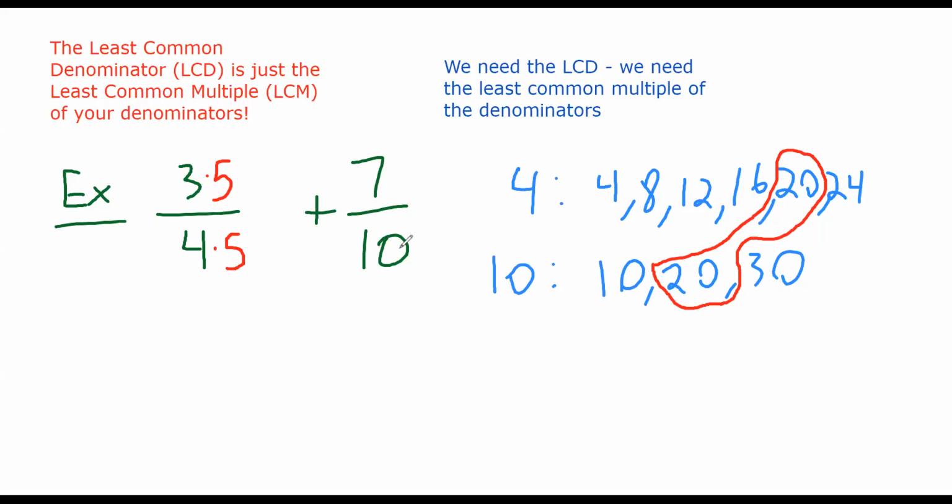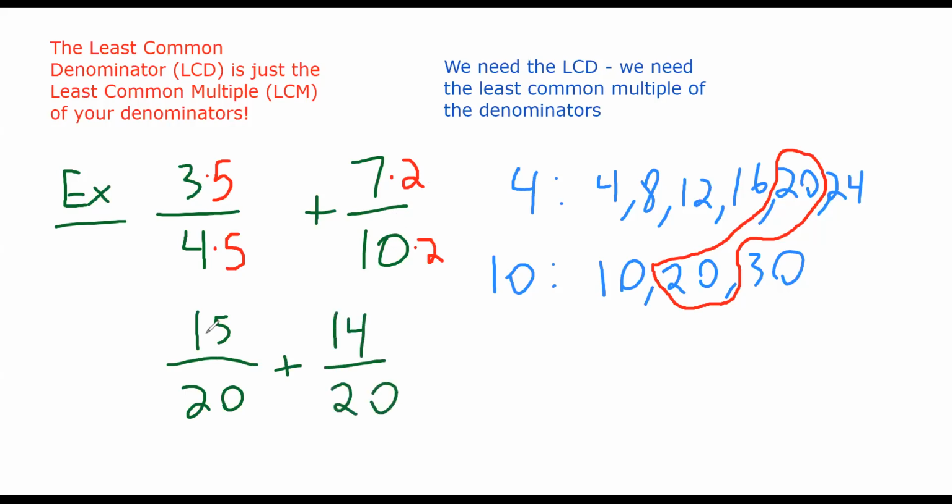What does 10 need to get multiplied by to get to 20? A 2. So what do I need to do to the top? Exactly. Do it to both of them. And so now you're going to get 15/20 here. What are you going to get for the second fraction? Very good. But they have the same denominator. That is the whole point of this song and dance.